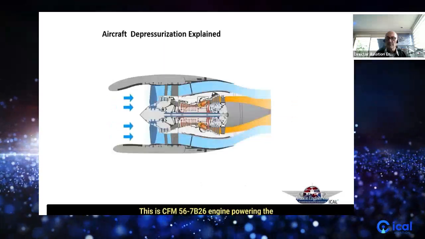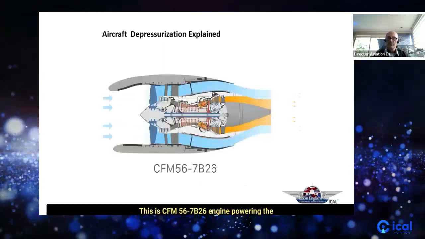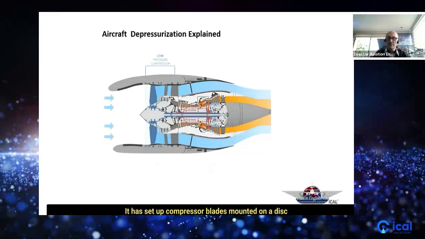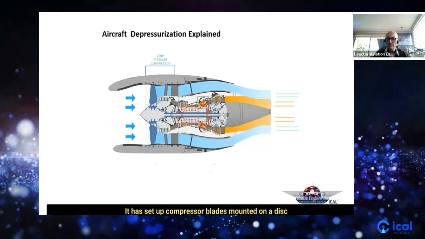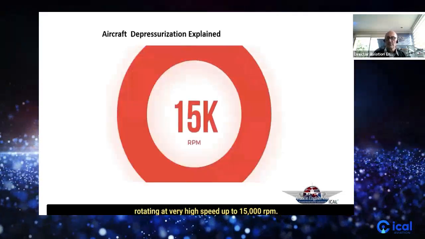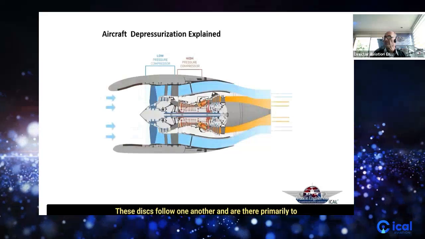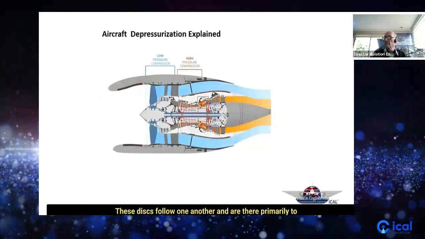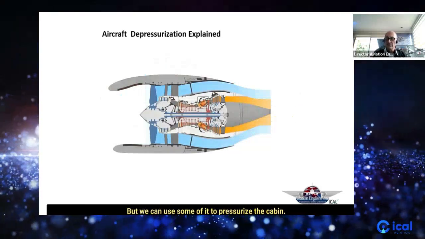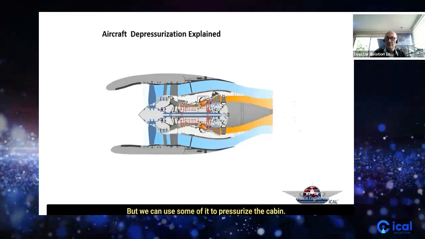This is CFM56-7B26, engine powering the Boeing 737. It has a set of compressor blades mounted on a disc, rotating at very high speed, up to 15,000 RPM. These discs follow one another and are there primarily to compress the air for combustion and to create thrust, but we can use some of it to pressurize the cabin.